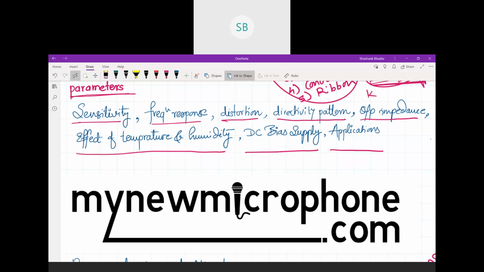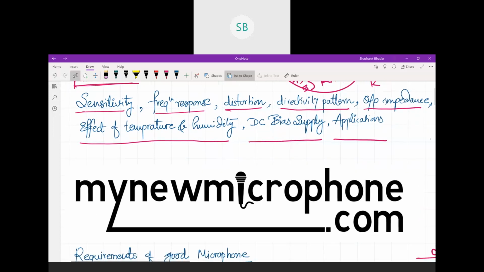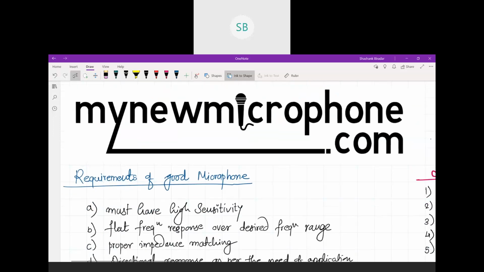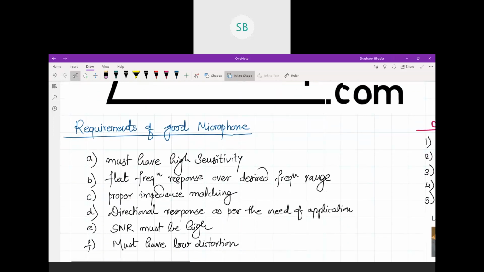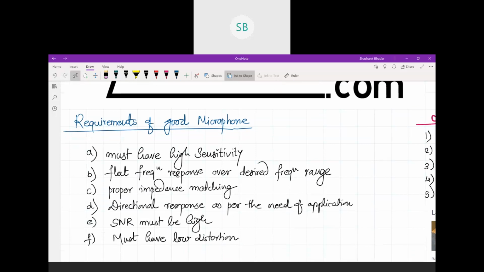Okay, then the thing is, what are the requirements of a good microphone? Okay, so these are the basic requirements for the microphone.